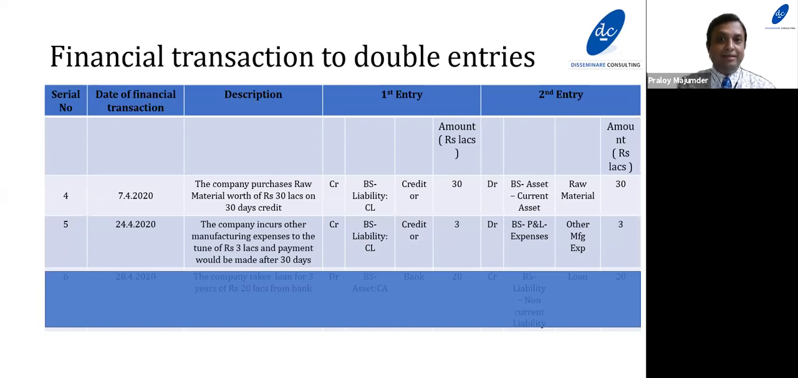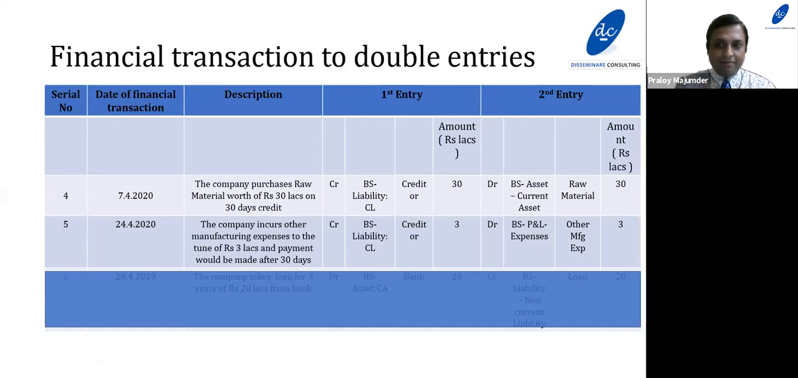Next, the reason: is it permanent or temporary? So that's a permanent outflow. That is balance sheet, P&L expenses, other manufacturing expenses, 3 lakhs. So what are the expenses? What are the financial transactions we have covered?